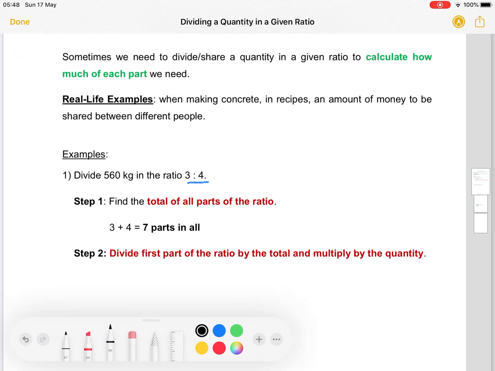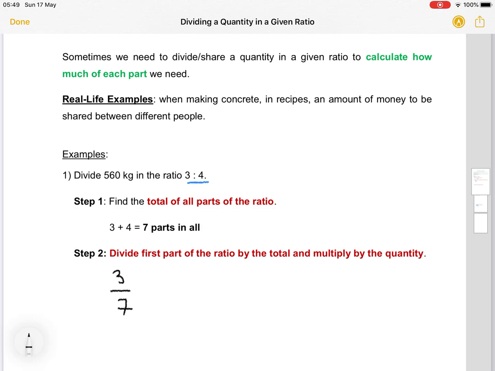So I need to take the first part, which is the 3, and divide by the total, which is 7. And I have 3/7, 3 out of a total of 7. It's just like fractions. So multiply by the 560 kilograms. Now I can cancel: 7 into 560 goes 80. 80 times 3 is 240 kilograms. So that is the first part.